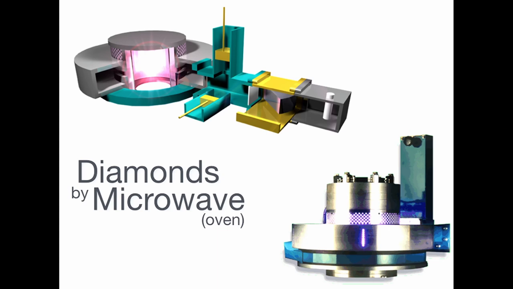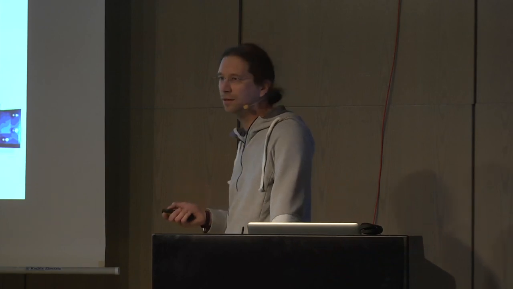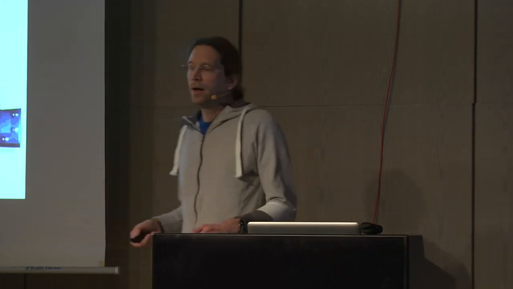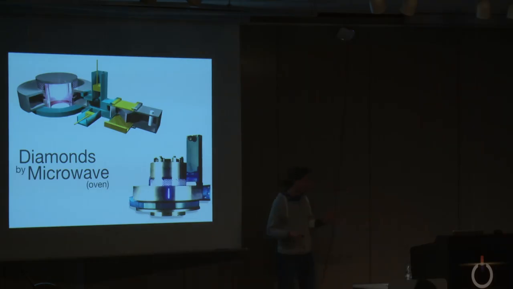Funnily, it's not so different compared to the microwave ovens you have at home. It has the same frequency, it has the same power. The only difference is that we focus the microwaves very precisely in the middle of our vacuum chamber. And by that, we can ignite a plasma in the microwave plasma chamber. And the plasma is what you see glowing here.